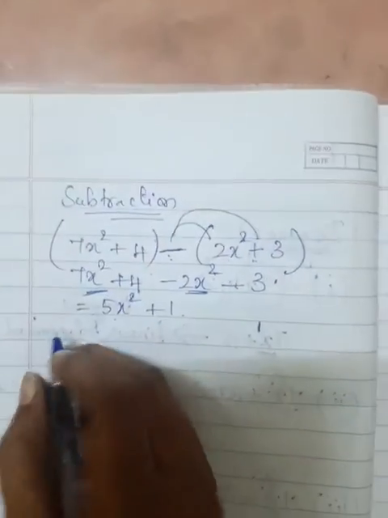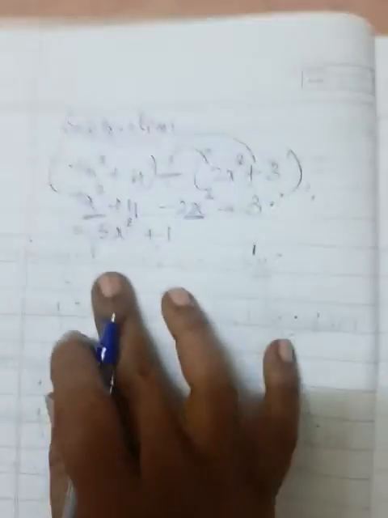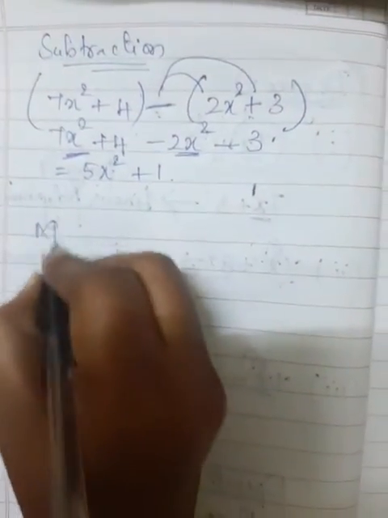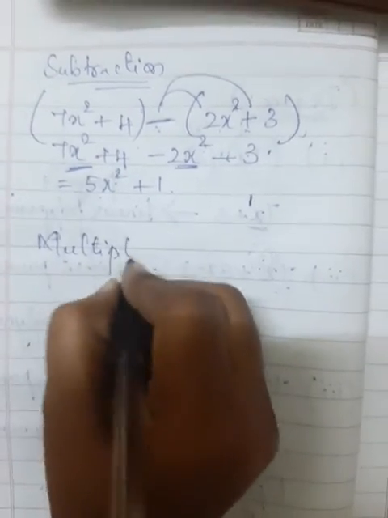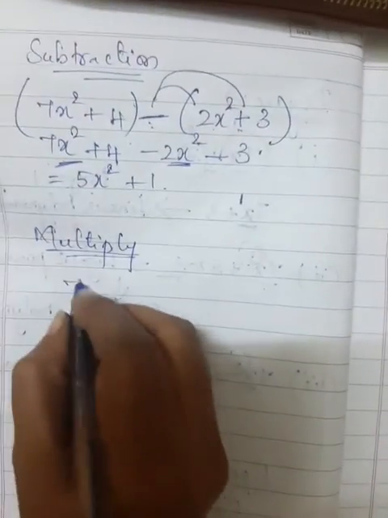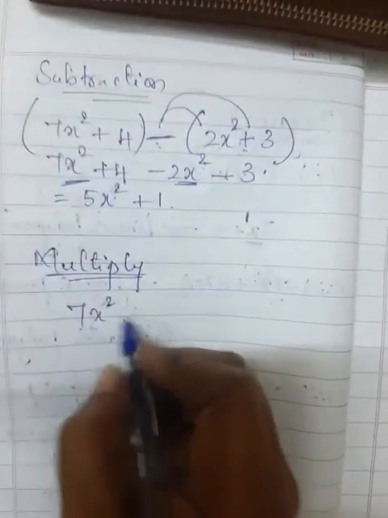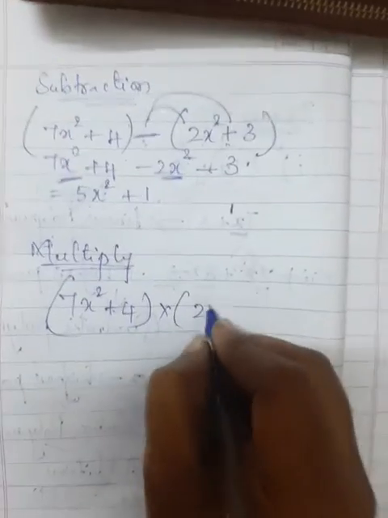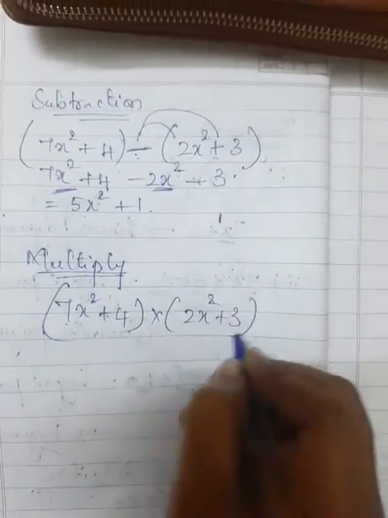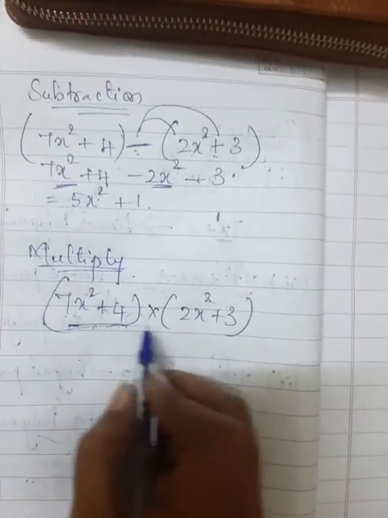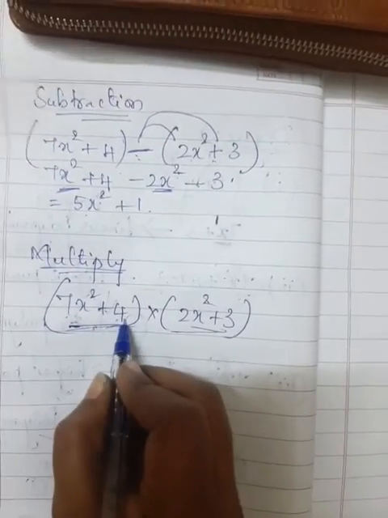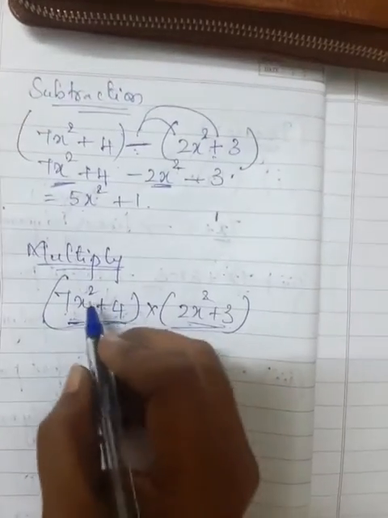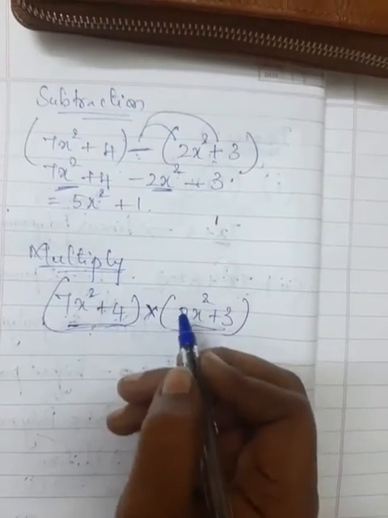Now for multiplication, what you are supposed to do is multiply 7x square plus 4 into 2x square plus 3, the same polynomials I am taking. This is like the product of binomials. Only 2 terms we have, so we call this a binomial. This is also 2 terms, so we call this a binomial. In between we have the multiplication symbol.